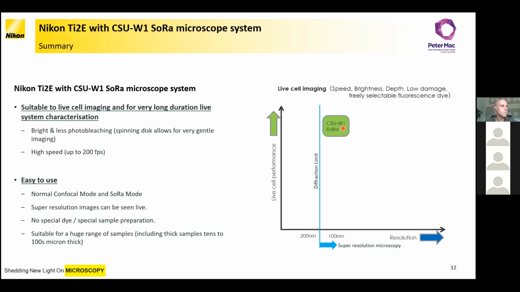Yeah, and as I say, it's super easy to use. The super resolution images can be seen live, so you don't have to wait, you don't have to do any post-processing, you see it there, you see it live. Sample preparation is very easy, and as I mentioned before, big samples are a problem. And you have the capability instantaneously of seeing samples at resolution greater than that of the diffraction limit.